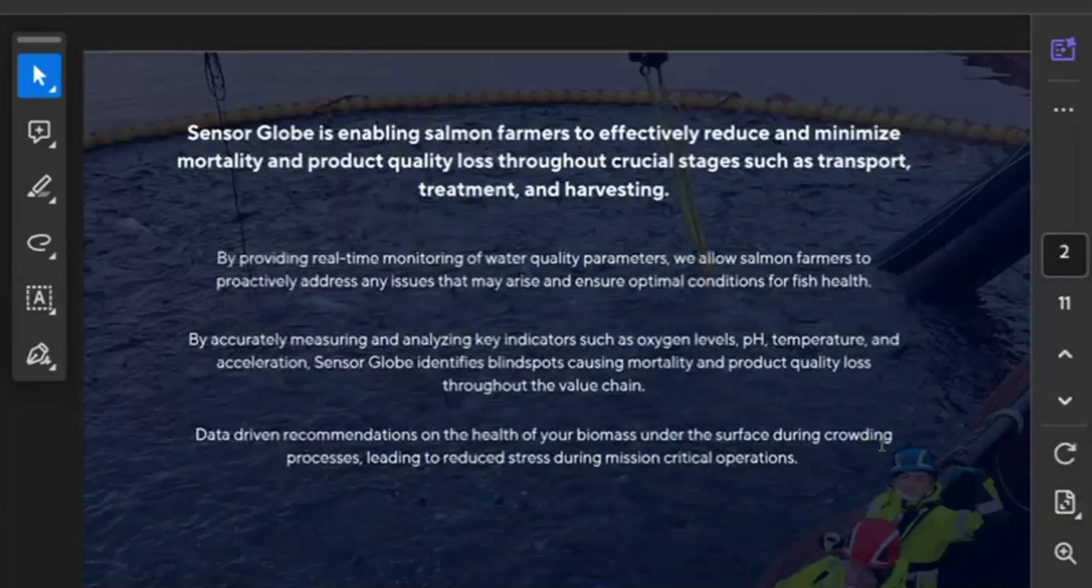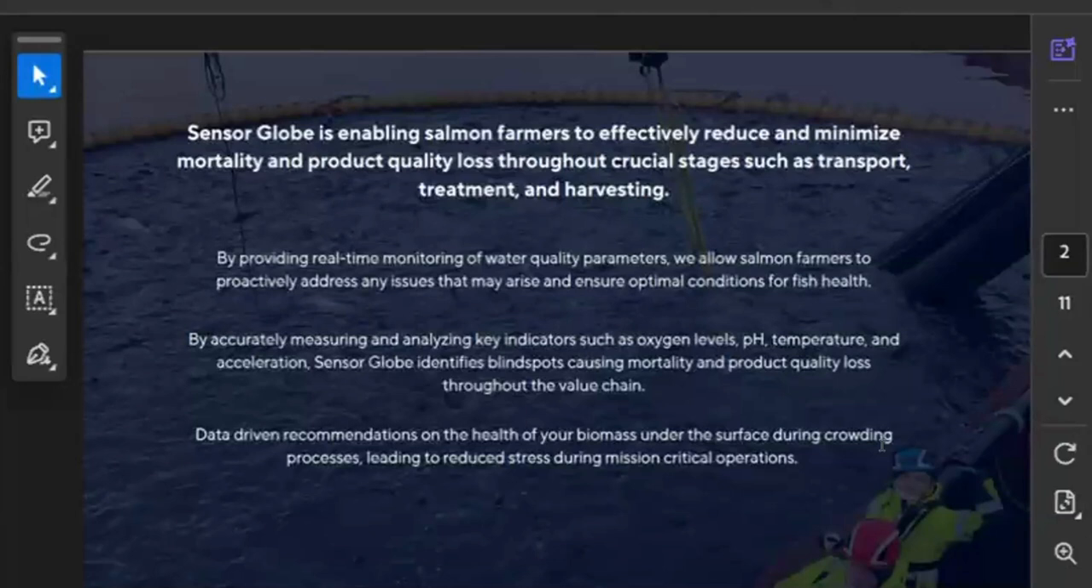So what do we do? We enable salmon farmers to reduce and minimize mortality and product quality loss throughout crucial stages: transport, treatment, and harvest. Salmon are managed by mechanical equipment and processes for a number of different reasons. One is they start out on land as eggs in hatcheries. They're grown out to a certain size traditionally, and then transferred to sea to finish their growth and eventually processed. There's a lot more technology being used to produce the salmon end to end, all on land, which we're also involved in.